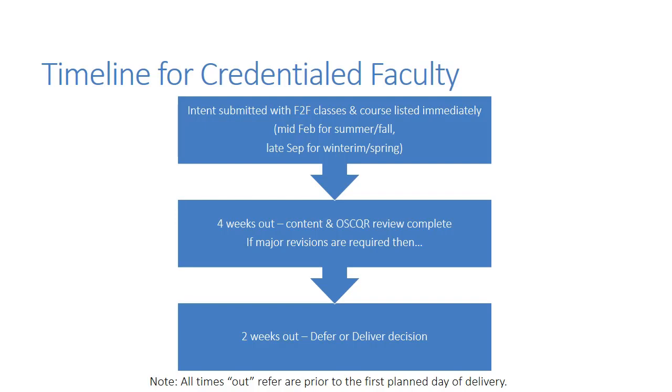And 4 weeks from when the class is to be delivered, they need to have all the content written, and the instructional designer should have it ready to hopefully pass the OSCAR review. And if the OSCAR review shows any major revisions, there are 2 weeks for the instructional designer to fix those problems. And that shouldn't be a problem.